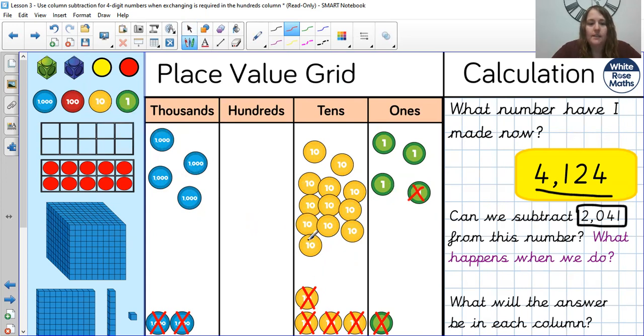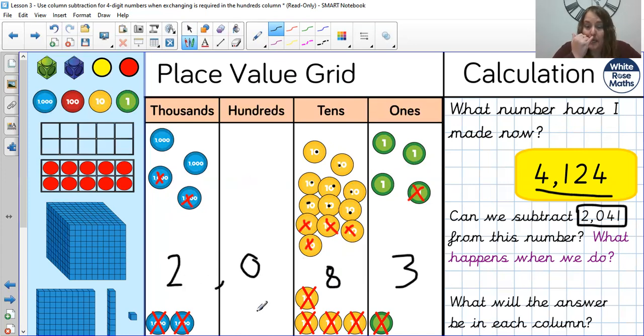So I now need to get rid of 4 of the tens, 1, 2, 3, 4. There are no hundreds to take away and no hundreds left, and 2 thousands to subtract. Okay, so I can now count them up. 3 in the ones, 1, 2, 3, 4, 5, 6, 7, 8 in the tens, 0 hundreds, and 2 in the thousands. So our answer is 2,083.